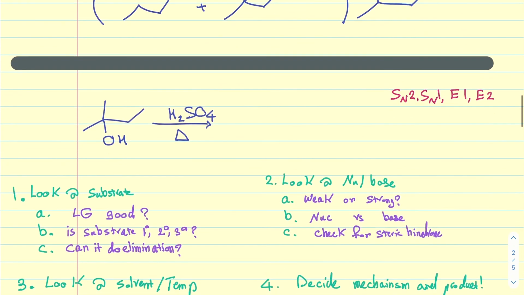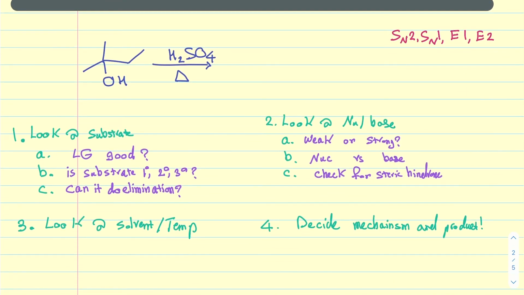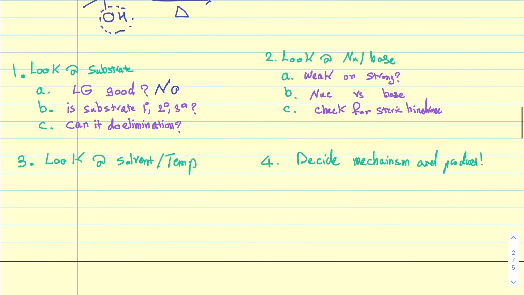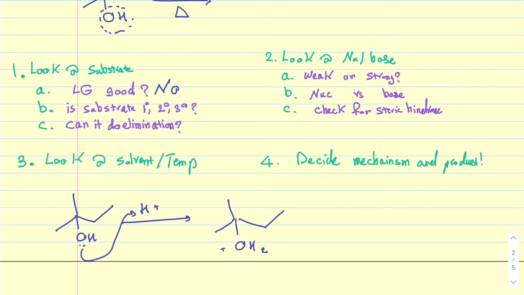All right, next example. We have a tertiary alcohol with H2SO4 and heat. Is leaving group good? Actually, no. Leaving group is not good in and of itself. It's like OH, and OH could leave to form OH minus, and that's a pretty poor leaving group. However, I'm combining that with a strong acid. What that can do for me is that it can protonate my alcohol, and now that turns into a good leaving group. So leaving group is not good in and of itself, but I'm doing something about it. So that's fine.